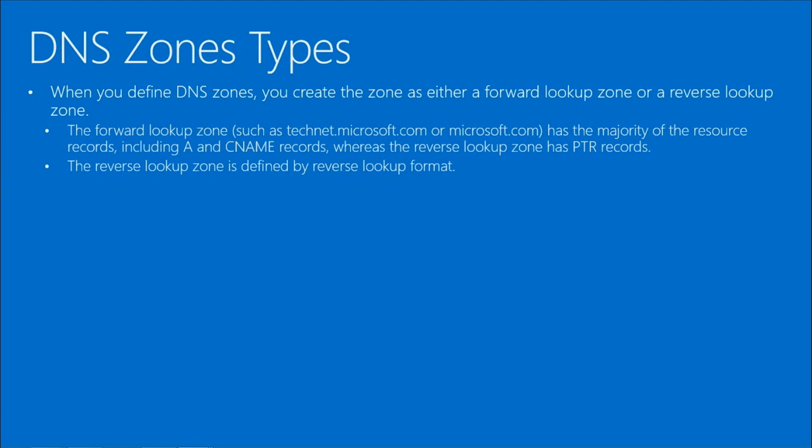So the forward lookup zone, and then it gives some examples, technet.microsoft.com or microsoft.com, has the majority of the resource records, including A records and CNAMEs. And again, we talk about those in networking fundamentals. Whereas the reverse lookup zone has PTR records. So the records associated are a little bit different.